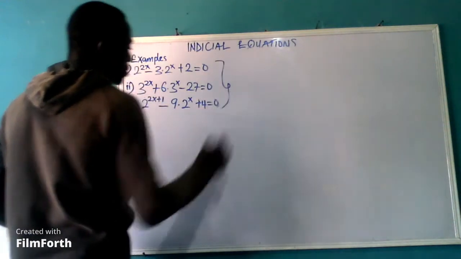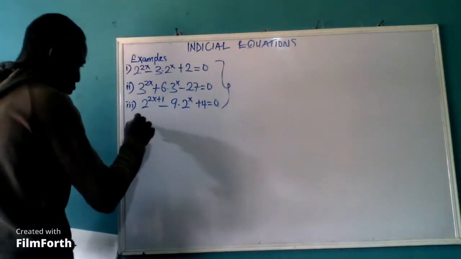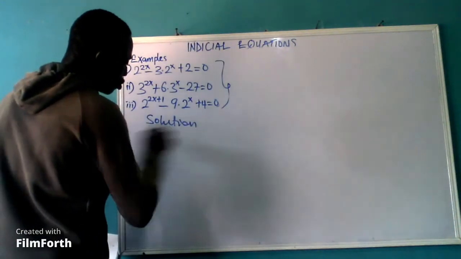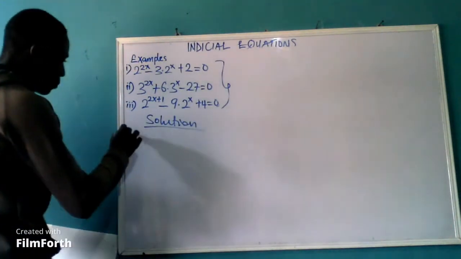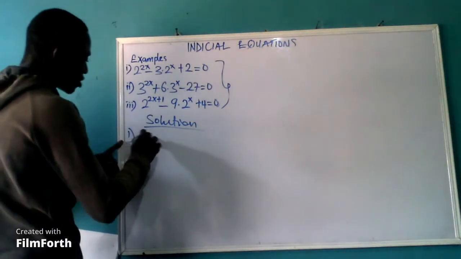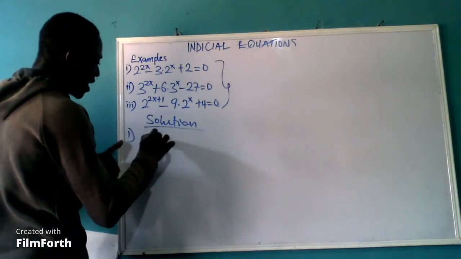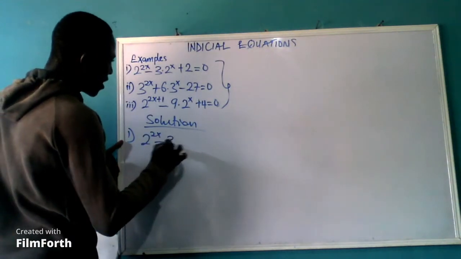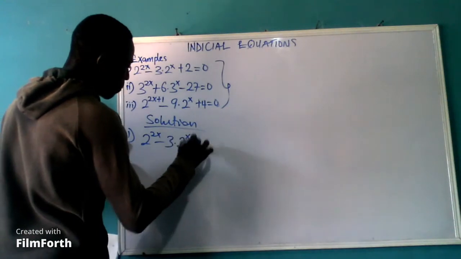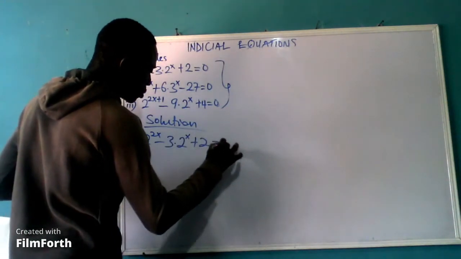These are the questions. Now let's start with example number one. So we have the solution to all the examples now. Example number one is stated as 2 raised to power 2x minus 3 times 2 raised to power x plus 2 equal to 0.